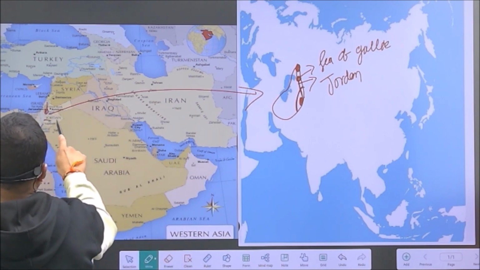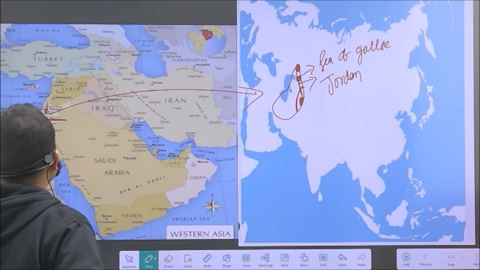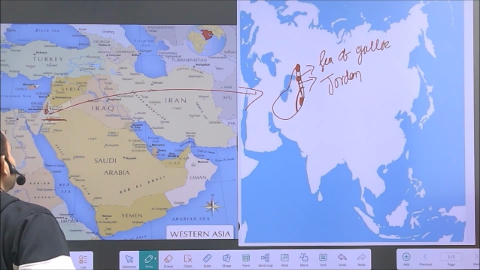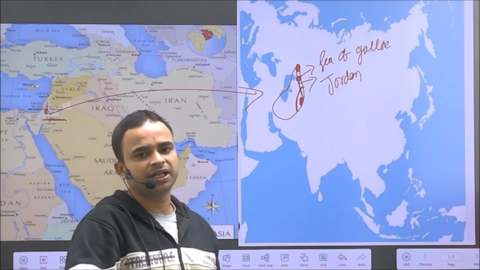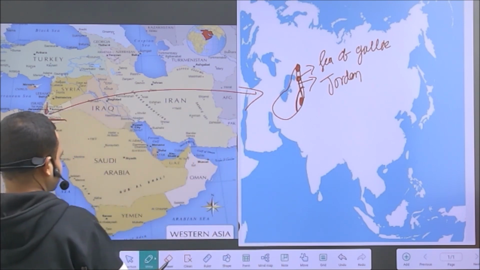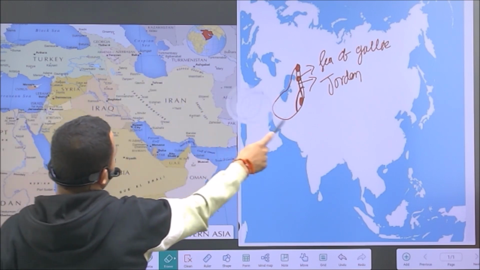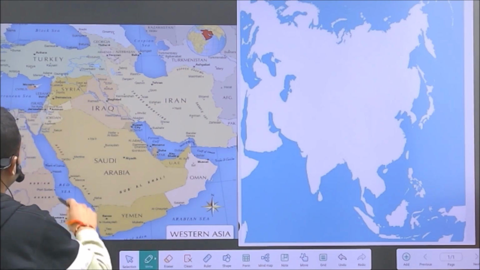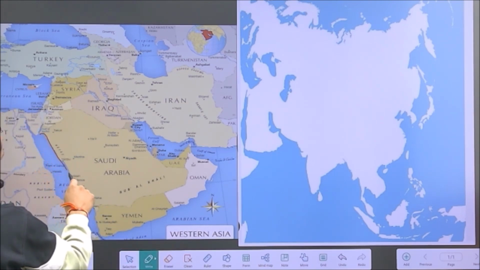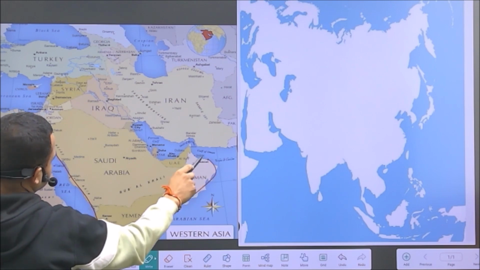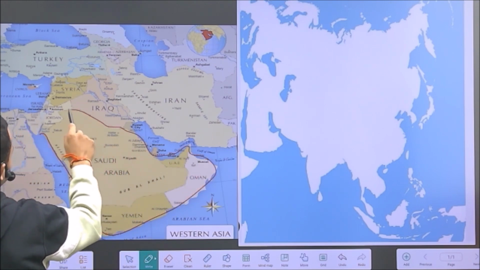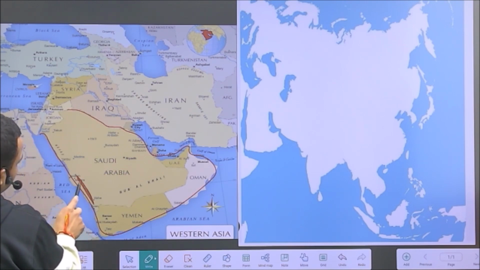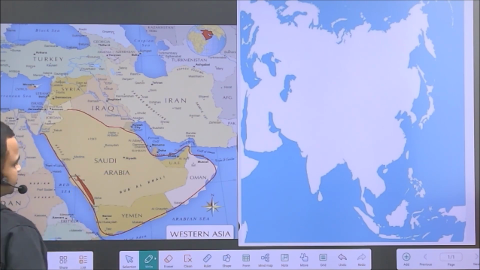Here you can see Jordan. Jordan has the smallest coastal region in the world, approximately 20 kilometers. Now I will discuss the Arabian Peninsula. This peninsula is basically called the Arabian Peninsula. Here you can see the Asir mountain system is situated.